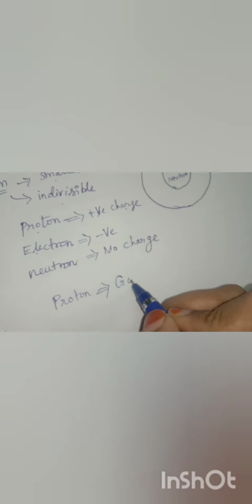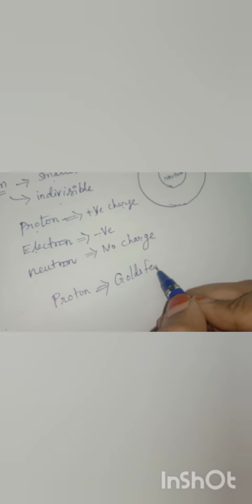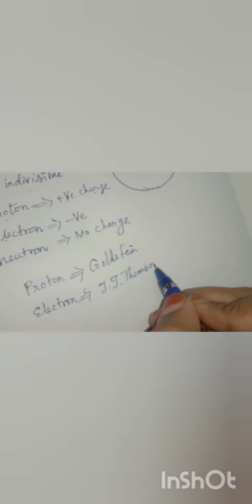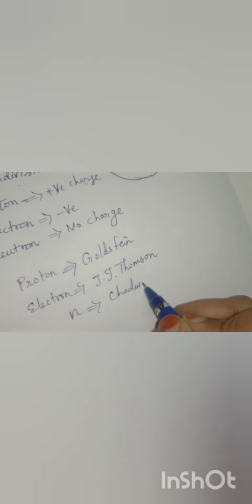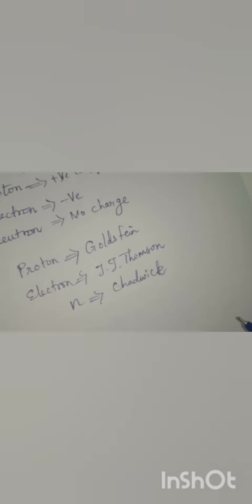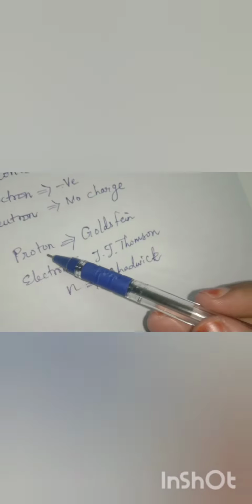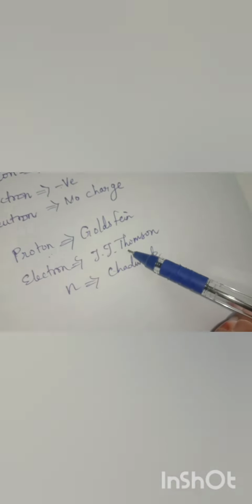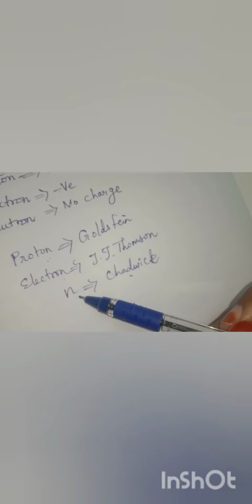Who invented proton, electron and neutron? Goldstein invented proton. Who invented electron? J.J. Thomson. And neutron? Chadwick invented neutron. So Goldstein invented proton, J.J. Thomson discovered electron, and Chadwick discovered neutron.